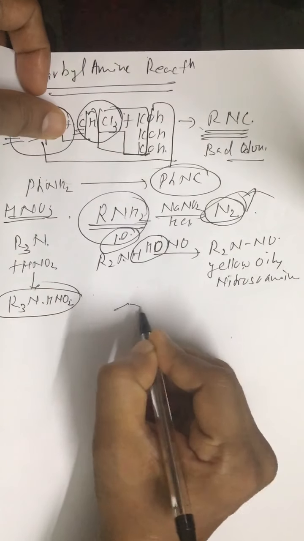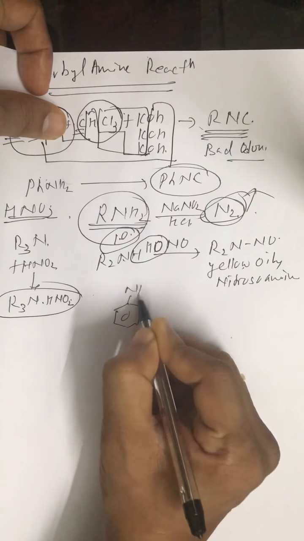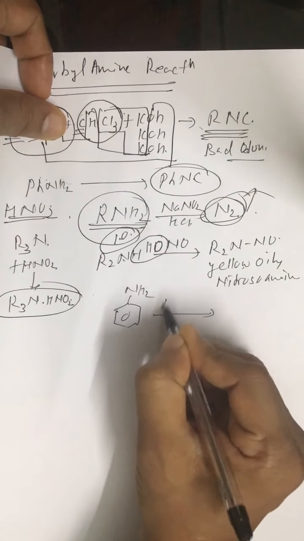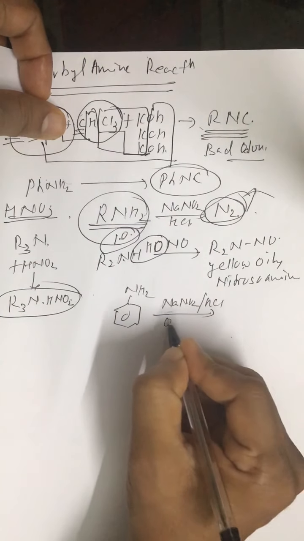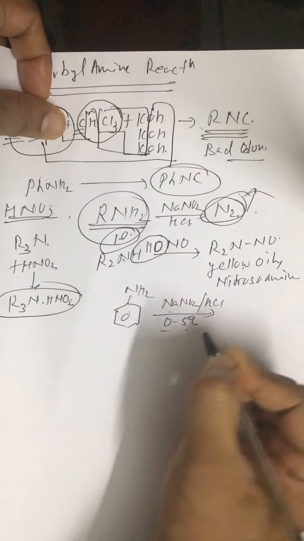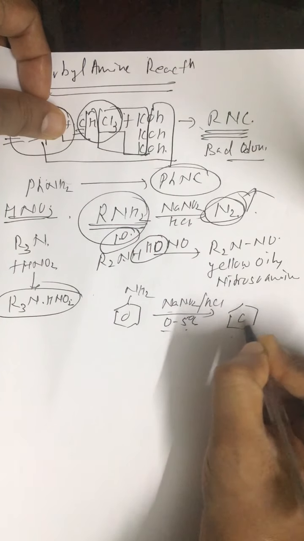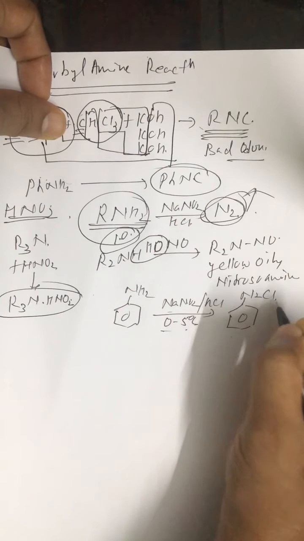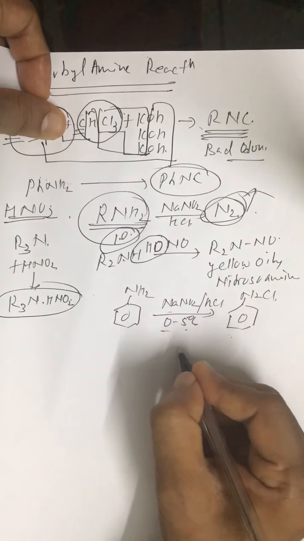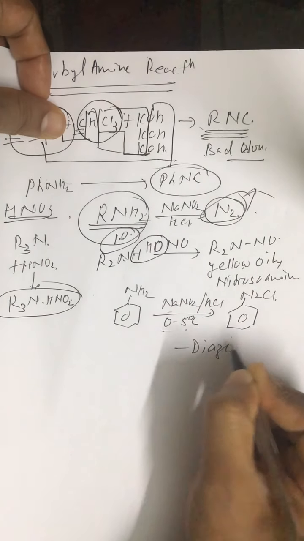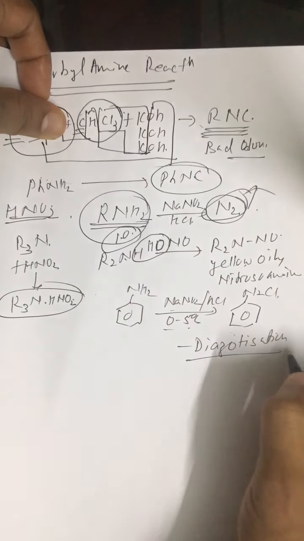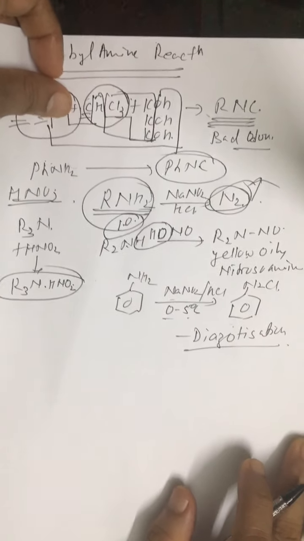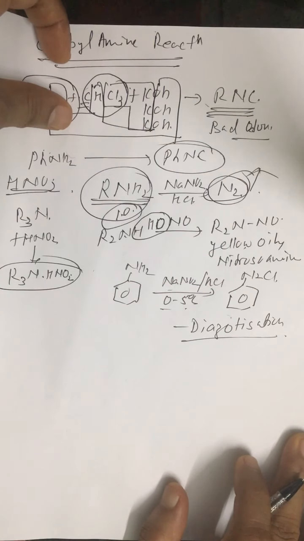And as far as aniline is concerned, aniline when treated with NaNO2 and HCl at 0 to 5 degrees Celsius, or up to 10 degrees Celsius, we get C6H5N2Cl, benzene diazonium chloride, and this reaction is called the diazotization reaction. The product is benzene diazonium chloride.